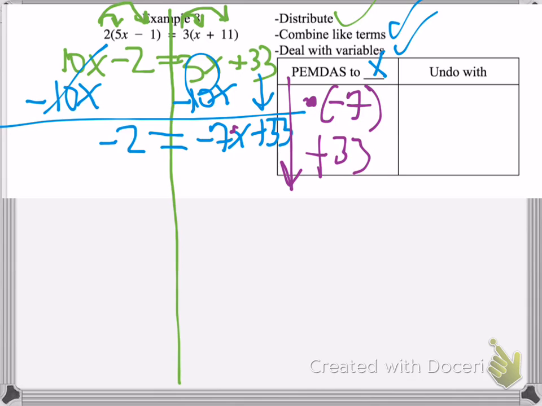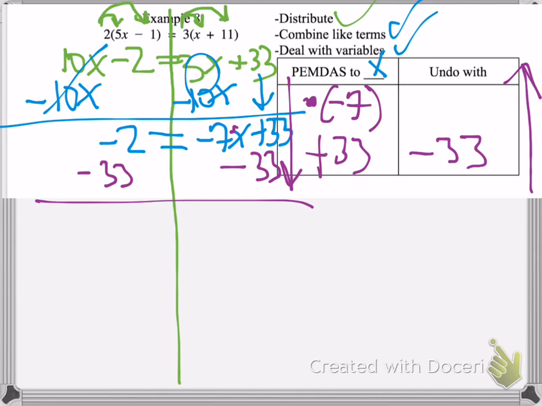So to undo that, we're going to work our way back up the chart. We will subtract 33 first. So minus 33 from the left side, minus 33 from the right side. I did them both. I know I said them backwards, but you'll get over it.